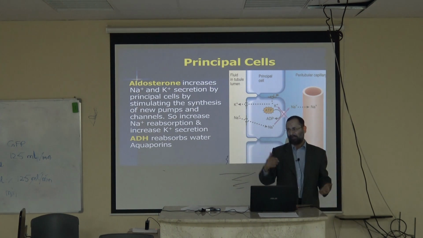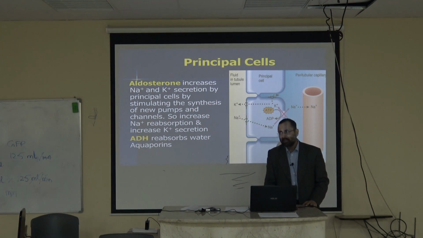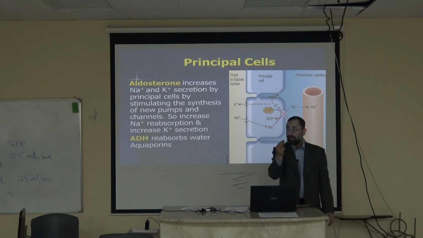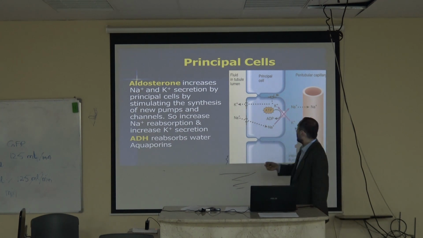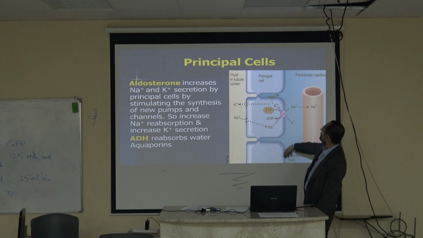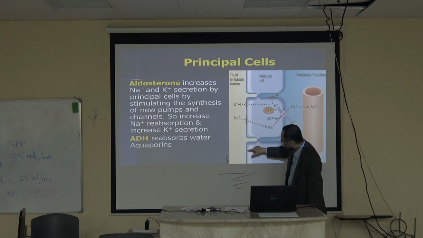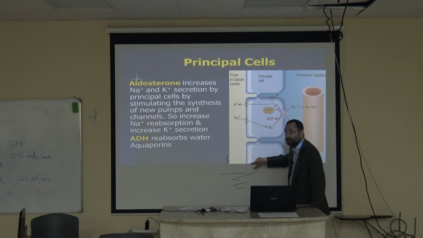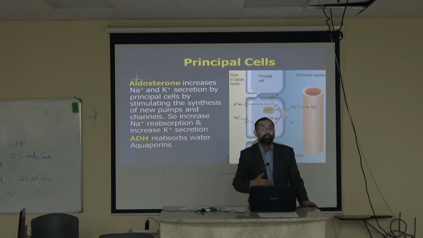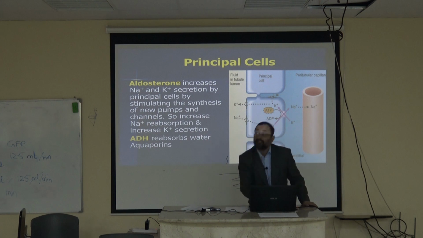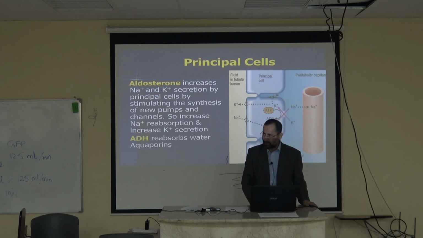ADH has only one function mainly, which is the reabsorption of water. When the ADH is there, ADH will make special channels in the cell membrane. For example, if this is the cell and this is the lumen, and if ADH is working here, ADH will make special protein channels here, the new channels, and these channels will allow the water to pass through. If the channels are not present, water will not be reabsorbed from this area. If the ADH is there, it will form the water channels.